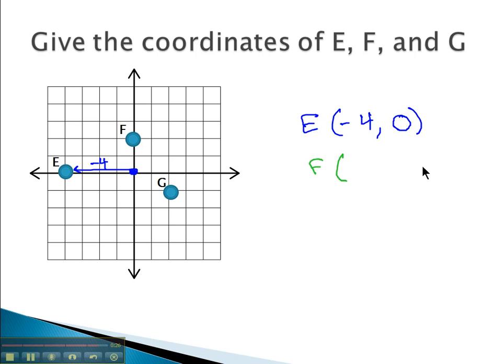How about F? F is just up 2. The first numbers are left and right, though. There was no left and right movement, so that's going to be a 0. And then we went up 2 units. G is just a normal point, right 2, down 1, so it will be 2, comma, negative 1. Points are given as right, comma, up.